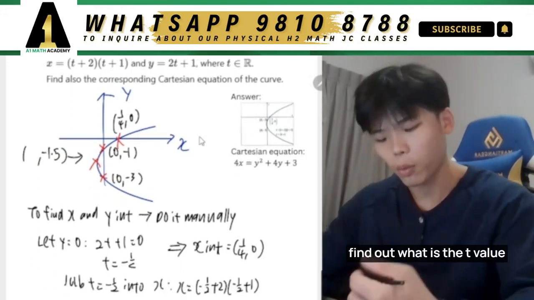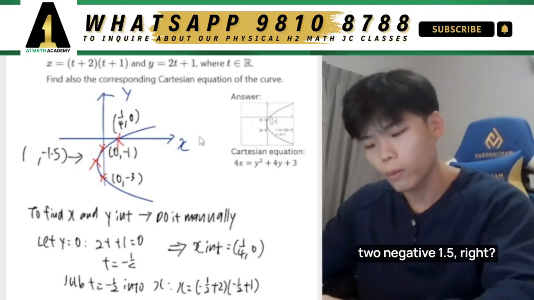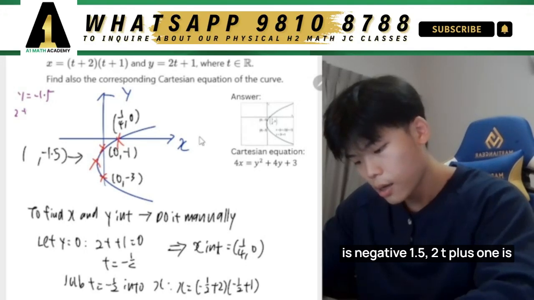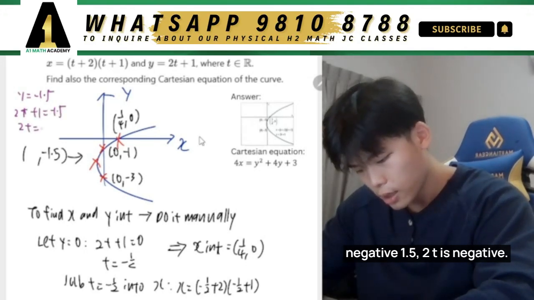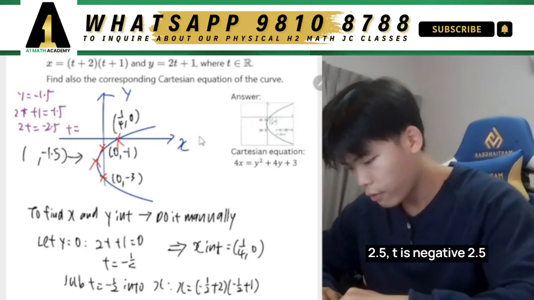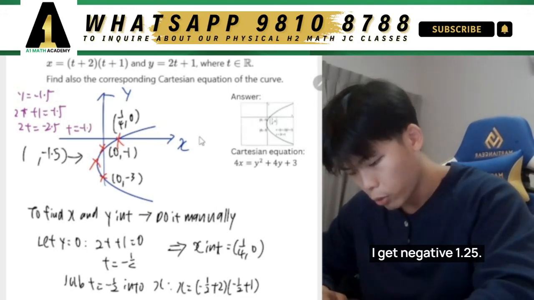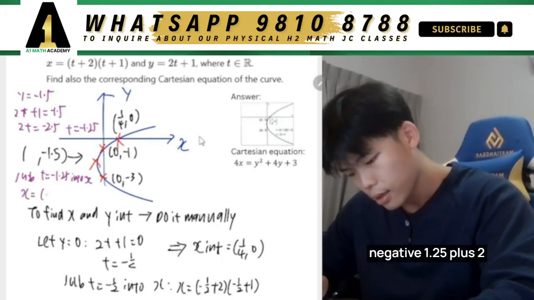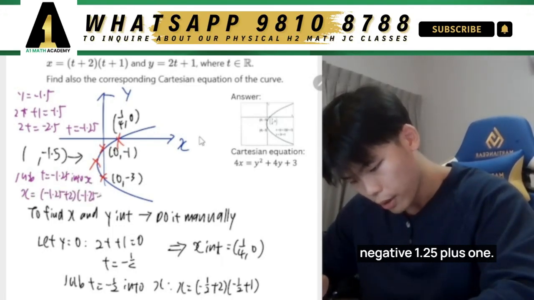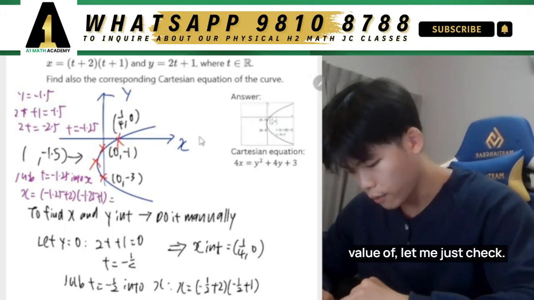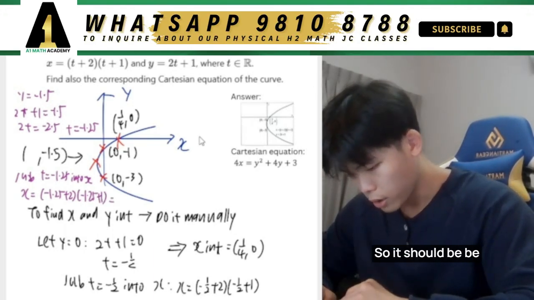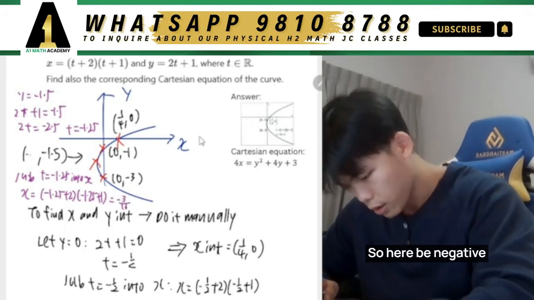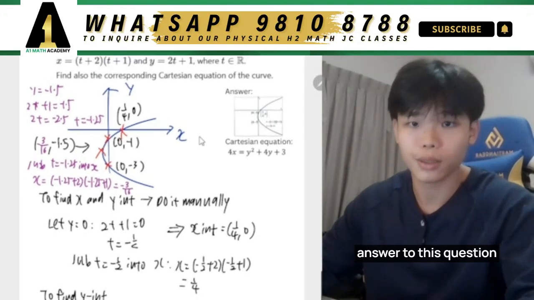So from there, I just need to find out what is the t value that gives me y equals negative 1.5. So for this case, y is negative 1.5, 2t plus 1 is negative 1.5, 2t is negative 2.5, t is negative 2.5 divided by 2, and I get negative 1.25. Right, then I sub t as negative 1.25 into my x value, and I get that x is negative 1.25 plus 2, times negative 1.25 plus 1. And overall, let me just check, I get a value of negative 3/16. Right, so here will be negative 3/16. And that's the final answer to the first part of this question.